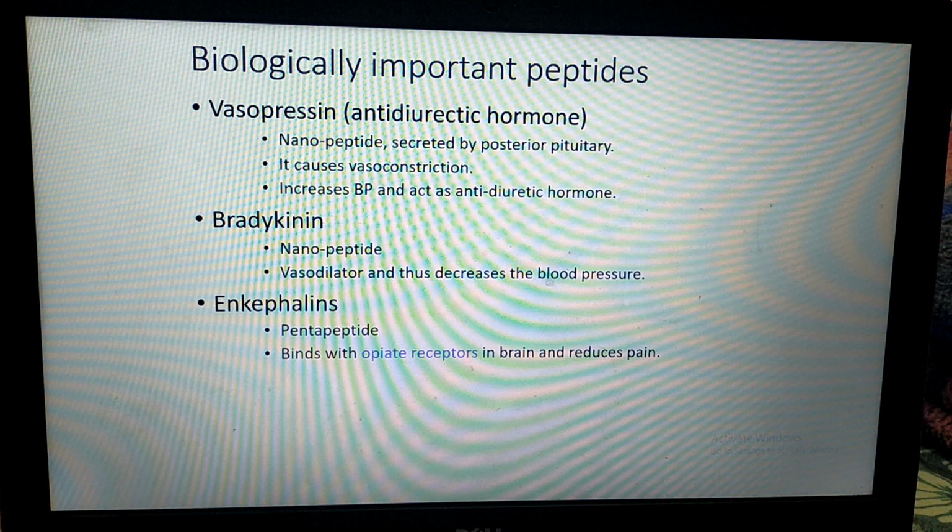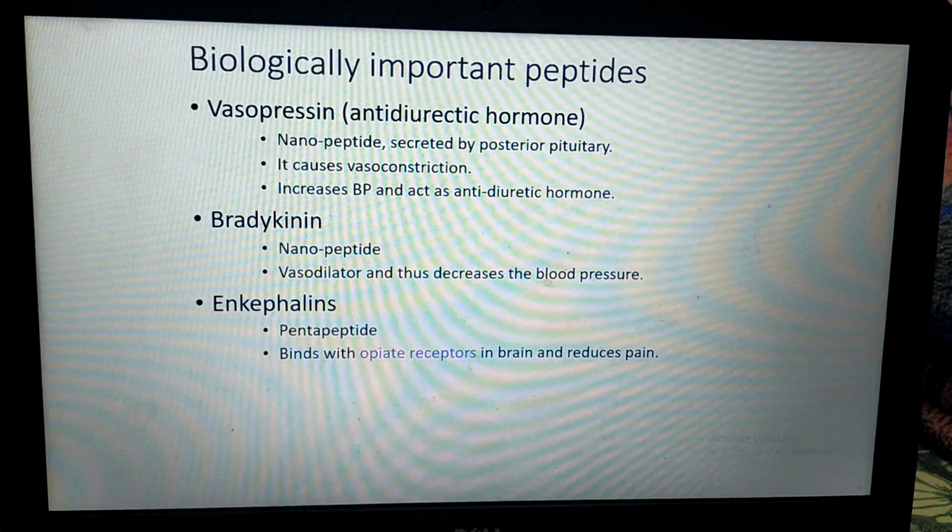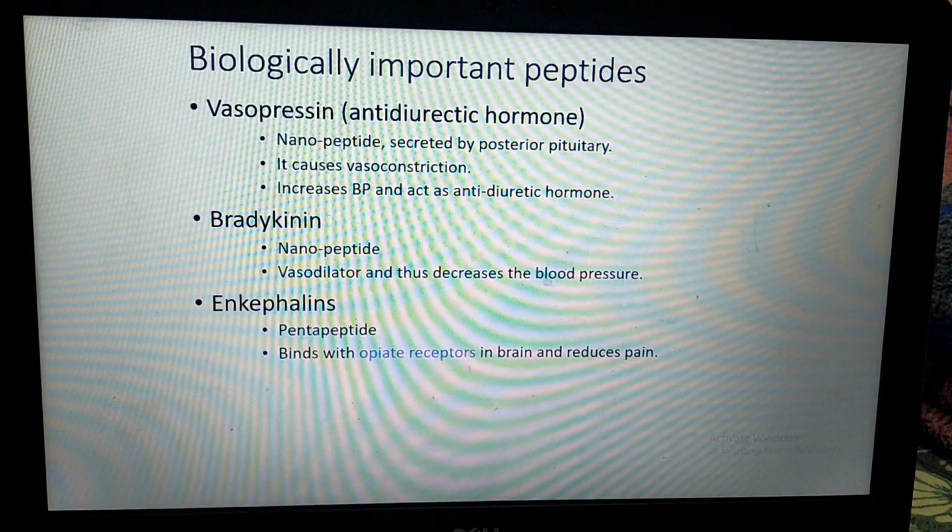Therefore, it increases the blood pressure. It also acts on distal convoluted tubules and collecting duct, where it increases the absorption of water from these tubules. Therefore, it decreases the urine formation and hence it is also called antidiuretic hormone.